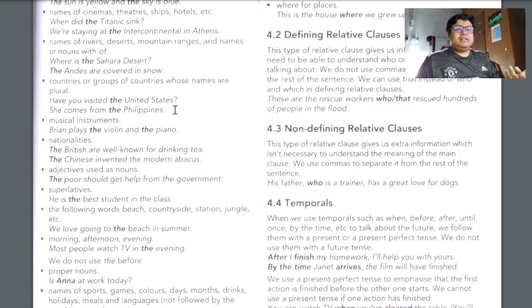Tapi kalau Malaysia, okay, we don't use the. There is no article for it. Okay, that person comes from Malaysia. Okay, kalau United States, kita tak boleh cakap that person comes from United States. No, we have to use article the.